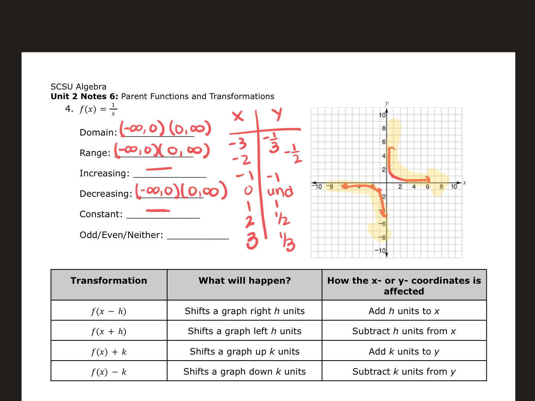But here, let's look at this. If I take this graph right here and I flip it 180 degrees, it's going to bring it down here. And it would lay exactly on top of that one. Okay, so this one is one where it is symmetric around the origin, which tells me it's going to be an odd function.